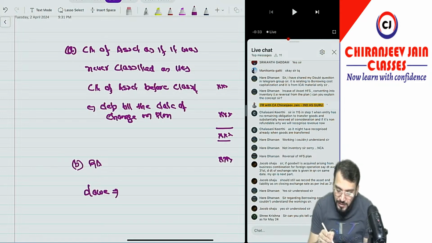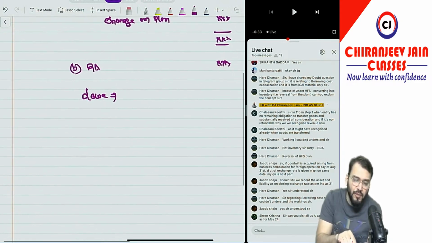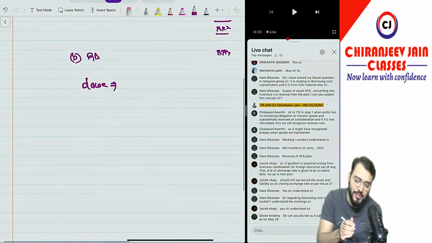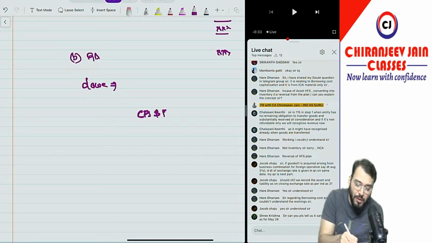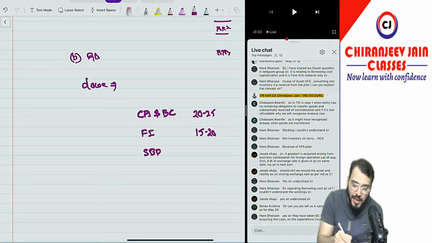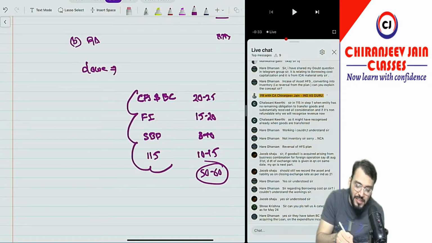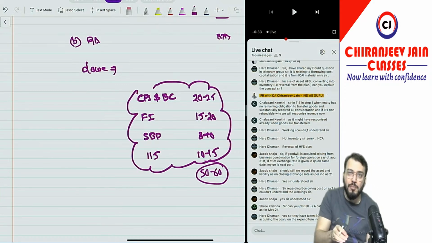Sir, can you please tell us the A category Ind AS for May 24? Already I have given A category, B category, C category. In A category, in every attempt there are 5 chapters. One is CFS and business combination together; the question may be for 20 to 25 marks from this. Second is financial instruments, 15 to 20 marks. Then share based payment, 8 to 10 marks. Then Ind AS 115, 10 to 15 marks. So you can see around 50 to 60 marks will be from these chapters only. So you can consider this as A category.